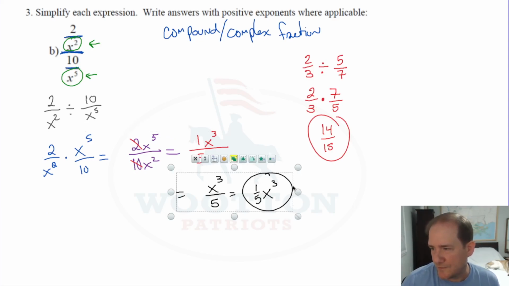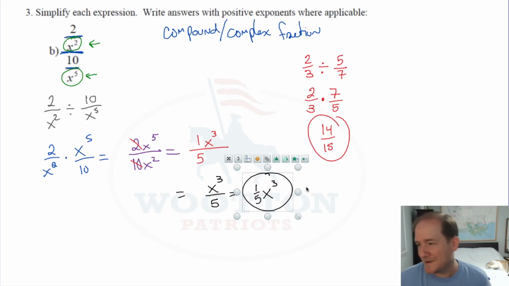We're supposed to say 1/5 x cubed. Hold on, I'm going to get there. Okay. Oh man. All right.